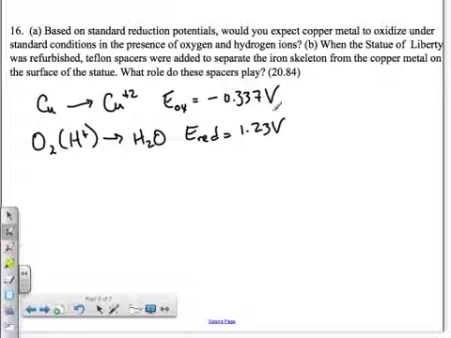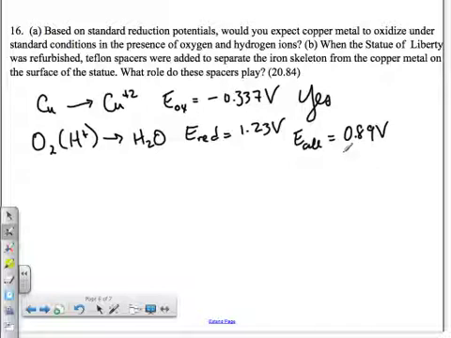for oxygen. Anyway, would you expect copper to oxidize under standard conditions? Well, if I combine these two, I get a positive EMF, and we know that copper oxidizes because that's why the Statue of Liberty is green. So the answer to this question is yes, and the reason why is because I end up with an E cell that's positive, and if I do the math, I end up with an E cell of 0.89 volts. So yes, we would expect it to happen. Copper oxidizes in the presence of oxygen and hydrogen ions all the time.